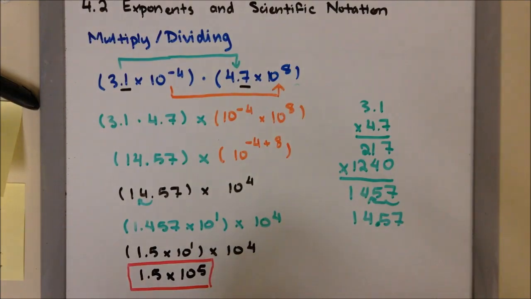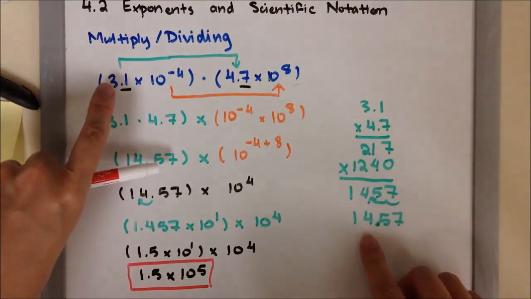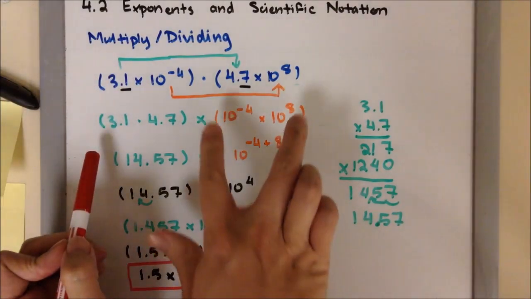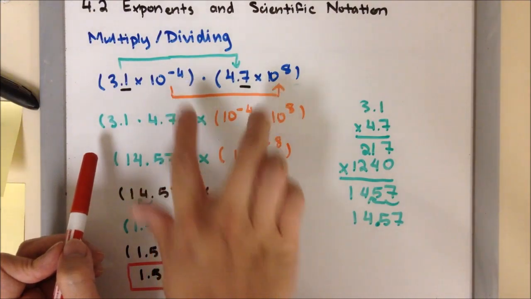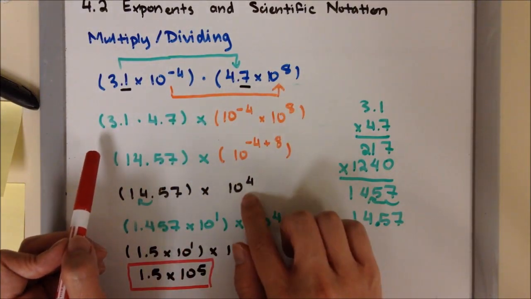So, to review, all I did was multiply 3.1 and 4.7, which became 14.57. I multiplied my tens together with the exponents, so the law of exponents was same base, add the exponents, which I got 10 to the 4th.